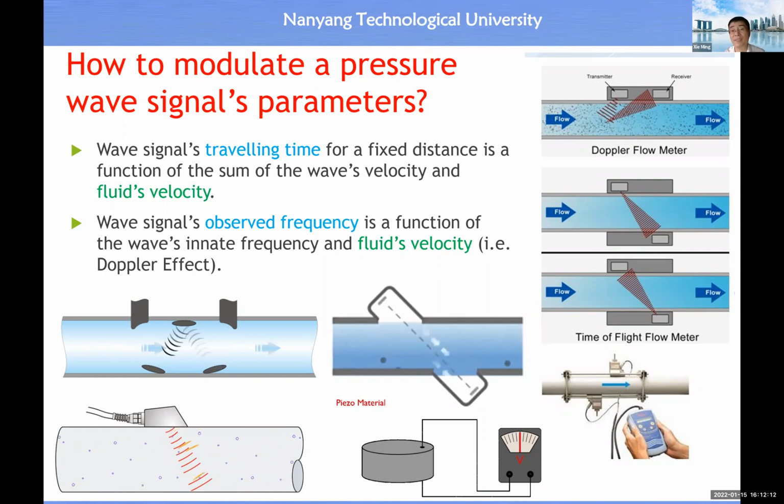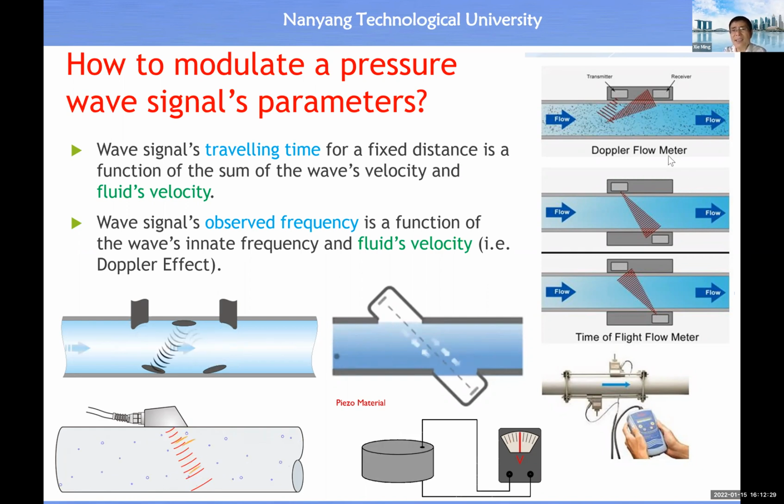Then the observed velocity should be equal to the velocity of the wave plus the velocity of the flow, right? So then we do a subtraction. Then it is straightforward for us to know the flow velocity.